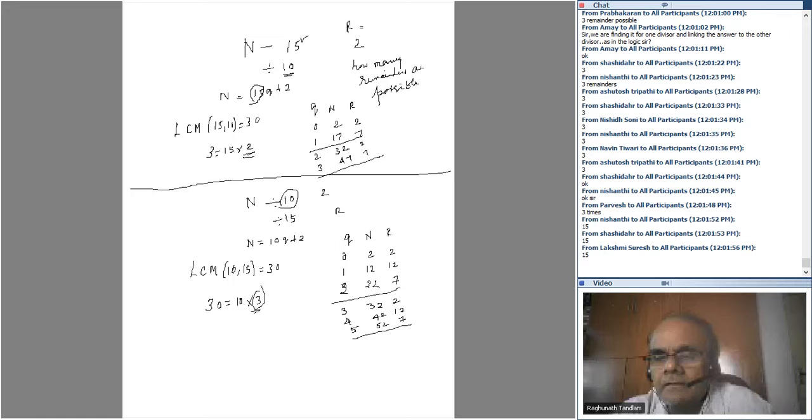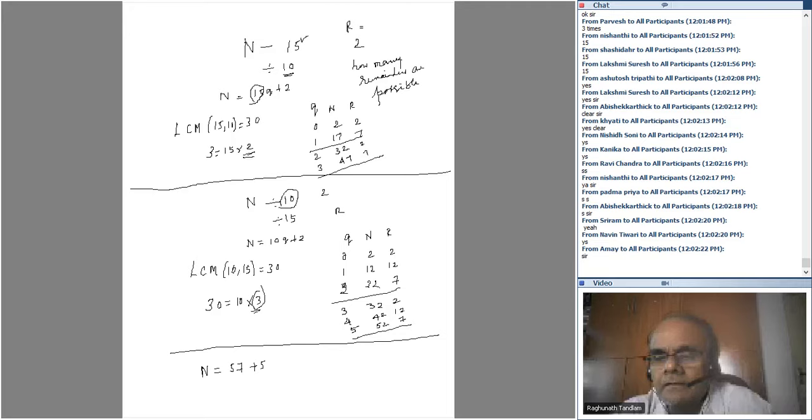N divided by 57 leaves a remainder 5. Same number divided by 38. How many remainders are possible? Tell me, without doing much. What is the LCM of 57 and 38? 114. 114 is 2 times this, therefore 2.